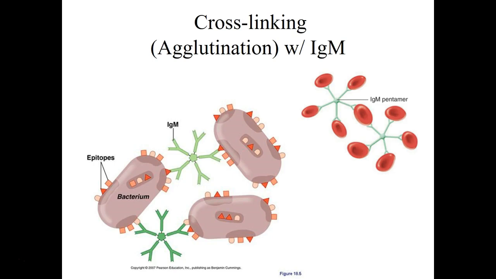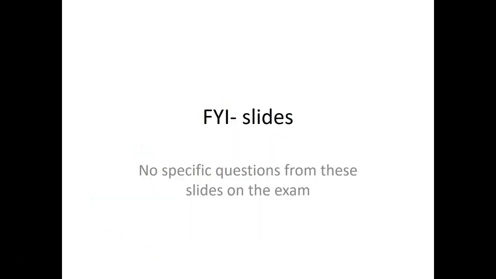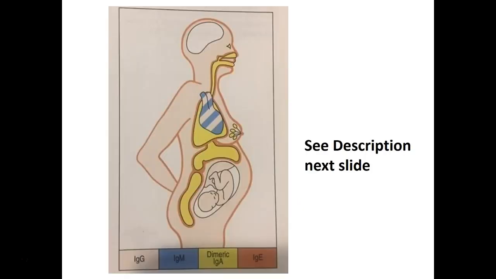I am Rh positive, on the other hand, and the antibody we make for that is IgG. So remember, it's a monomer. That's why it's a pain when it comes to newborns, because remember, that's the one that can cross the placenta. And that's why these are FYI slides. No specific questions from these slides on the exam.